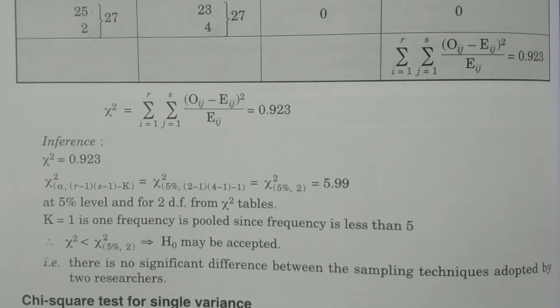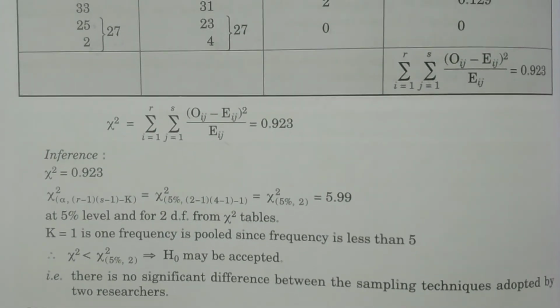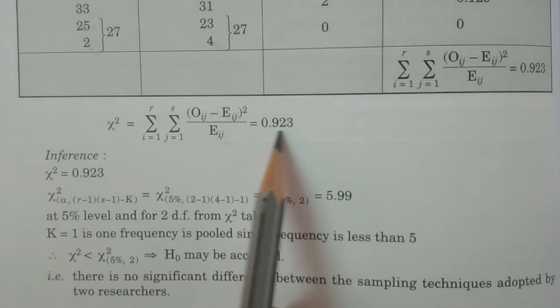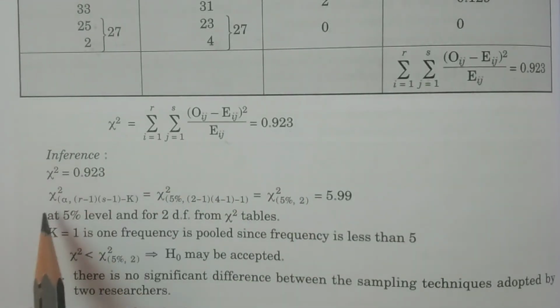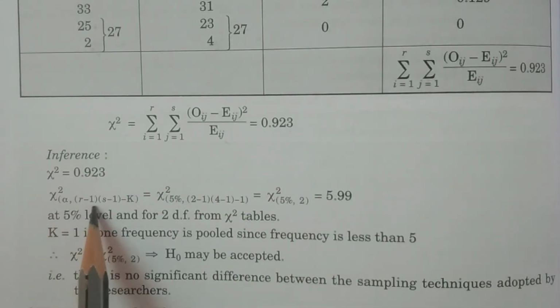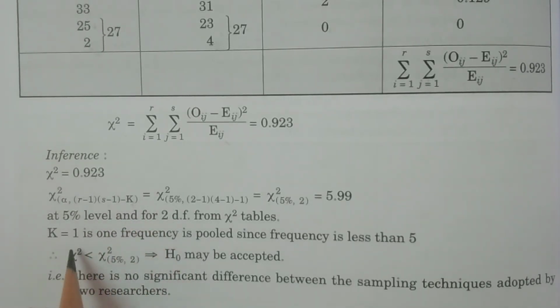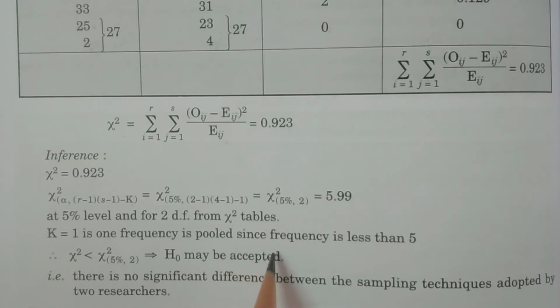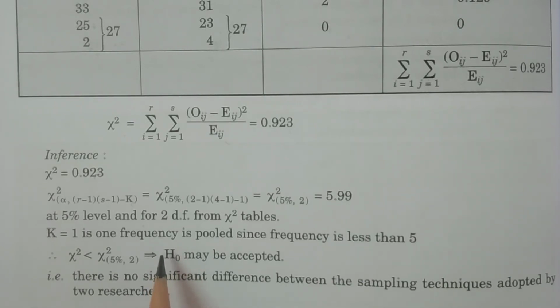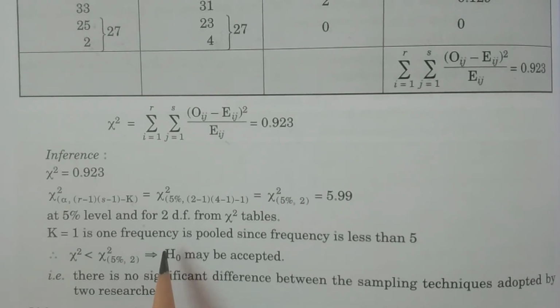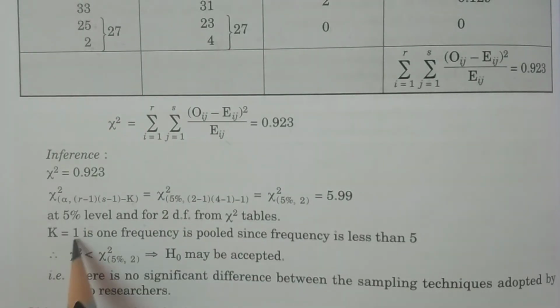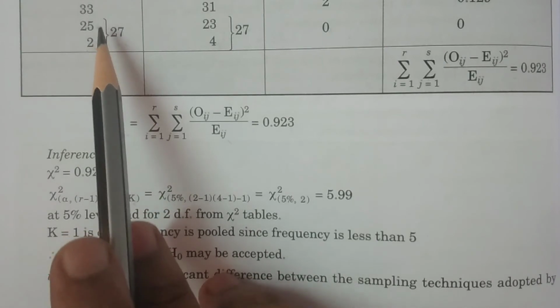The next point you have to consider. Chi-square is 0.923, the calculated value, and chi-square alpha comma r minus 1 into s minus 1 minus k. What is k? K is the number of degrees of freedom pooled to the previous one. How many frequencies are pooled to the previous observation? Only one, that is, k is equal to 1. 2 was pooled to the previous one.